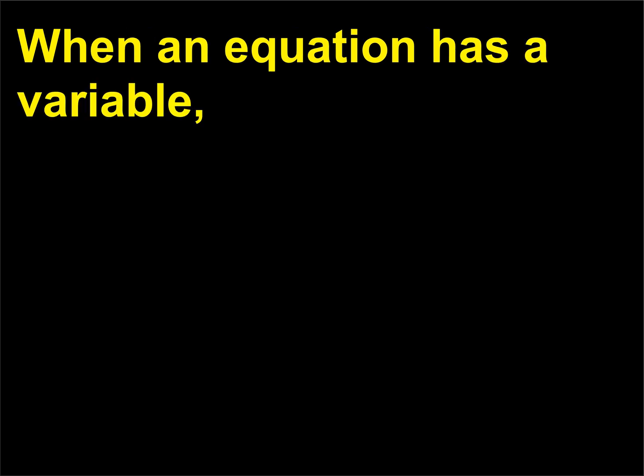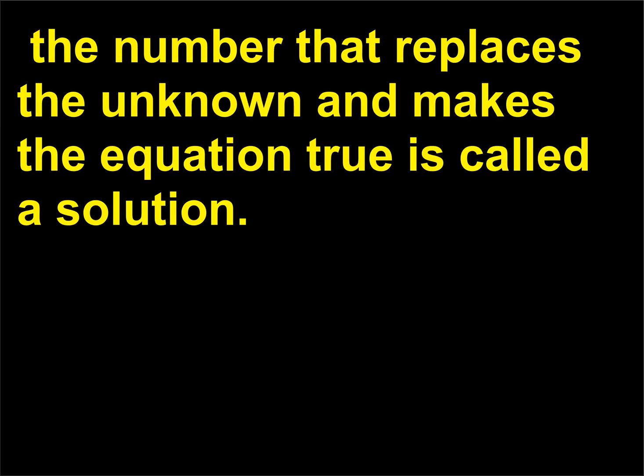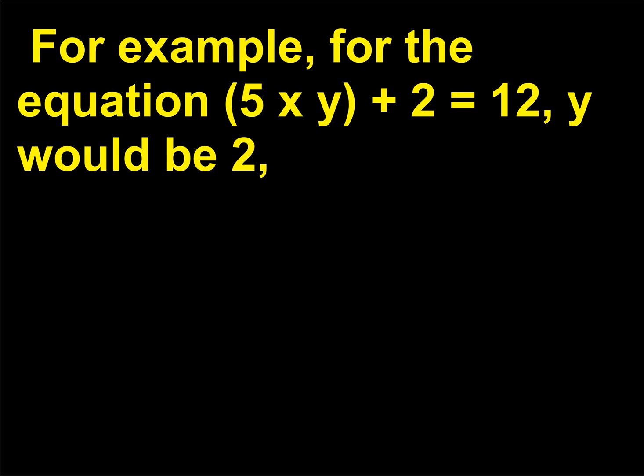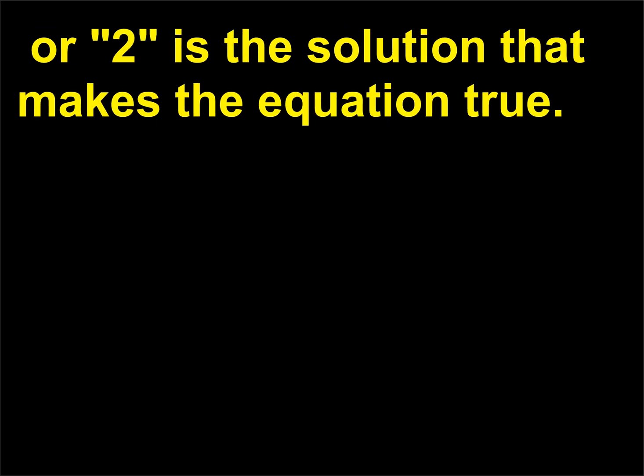When an equation has a variable, the number that replaces the unknown and makes the equation true is called a solution. For example, for the equation 5y + 2 = 12, y would be 2, or 2 is the solution that makes the equation true.